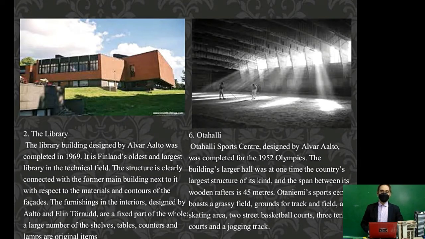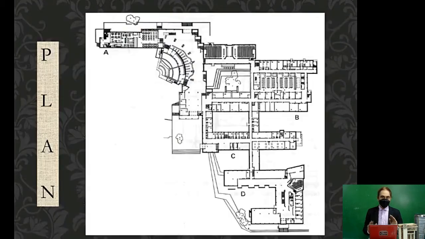The library building designed by Alvar Aalto was completed in 1969. The Otahalli Sports Center designed by Alvar Aalto was completed for the 1952 Olympics. The building's larger hall was one of the country's largest structures of its kind.